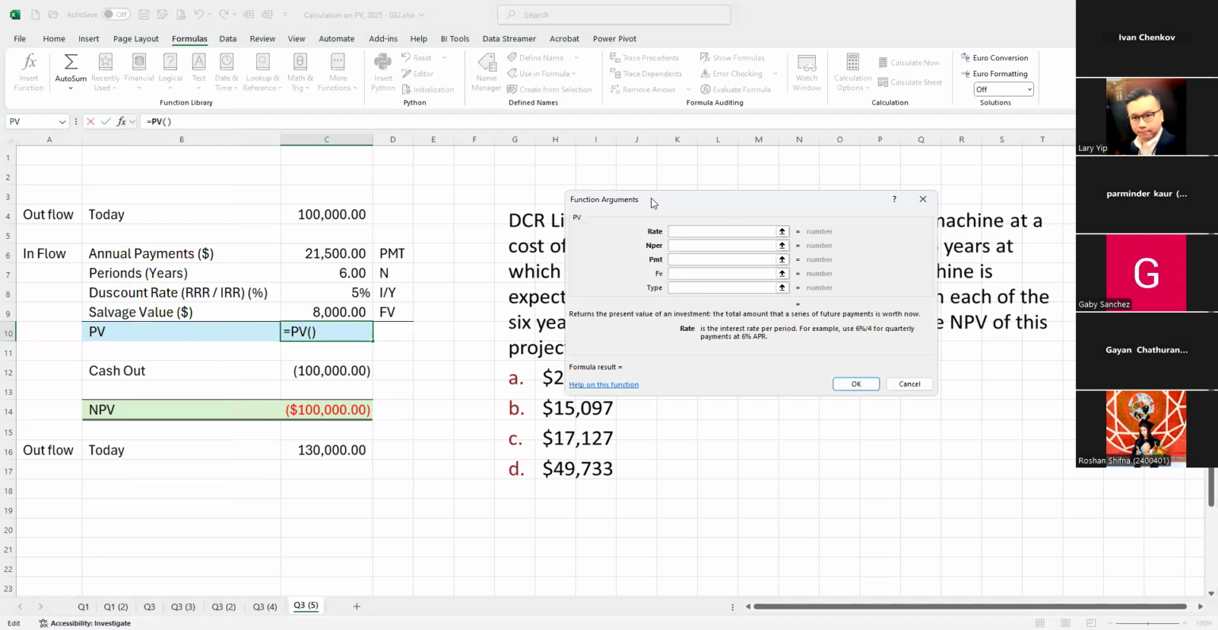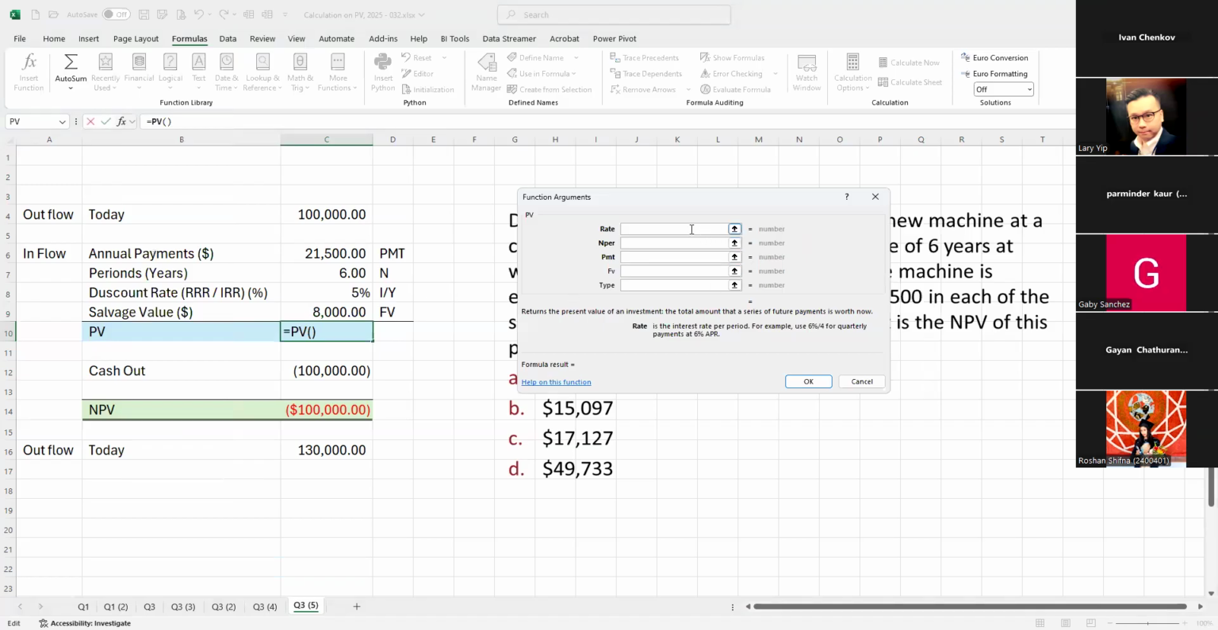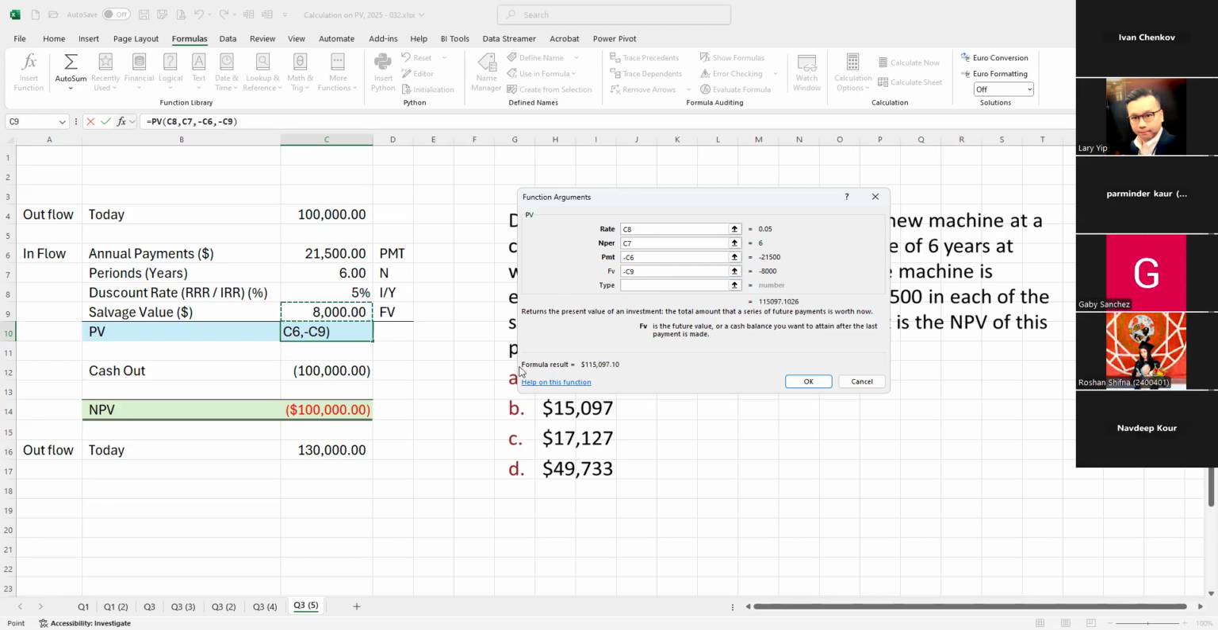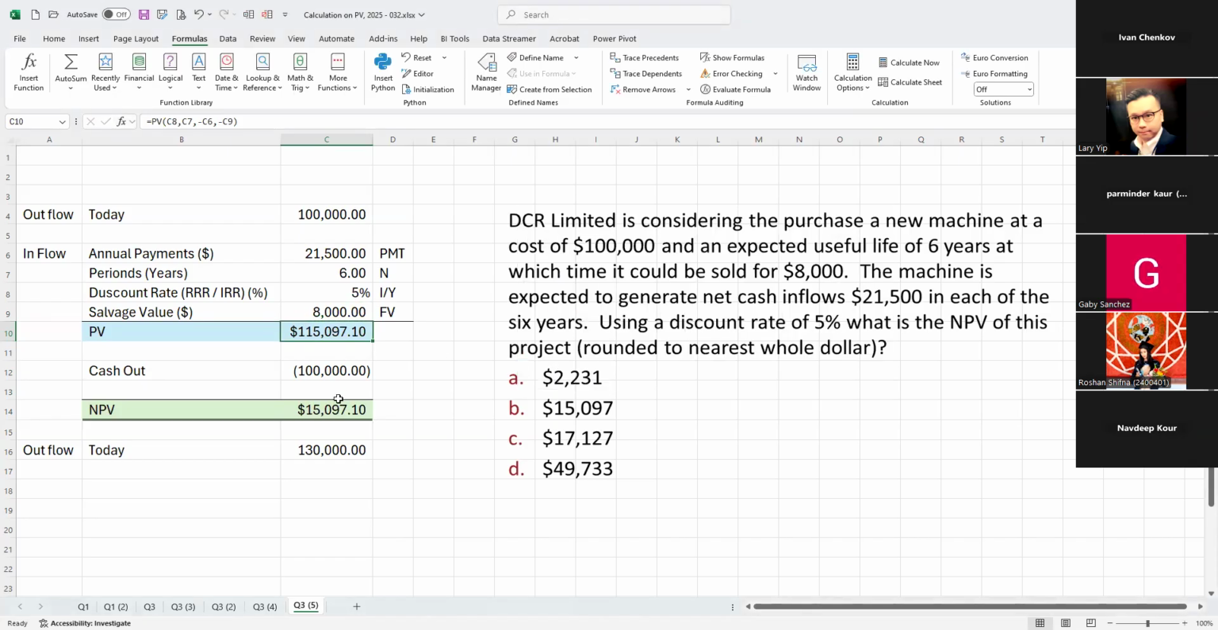Once we get to the present value, what we have to do is fill in the gaps. Rate is our interest rate. Number of periods is 6. Payment is 21,500. The payment is entered as a negative, and the future value is also entered as a negative, so you can see the total as a positive amount. Future value negative $8,000. So how much is this going to be worth? That's going to be worth 115,097, which will be the present value.